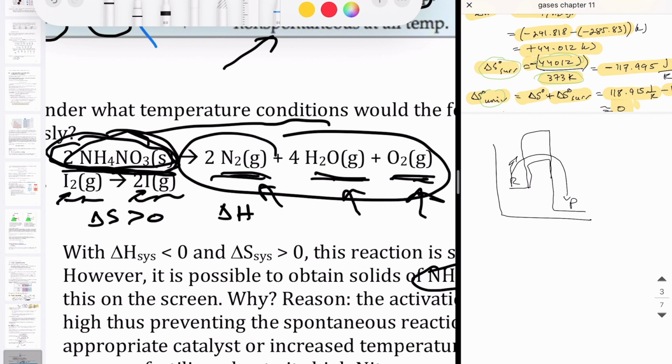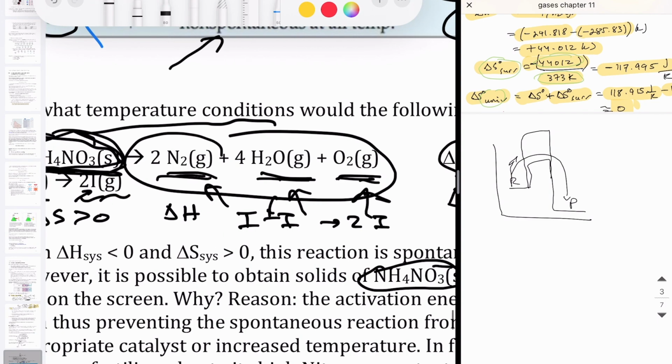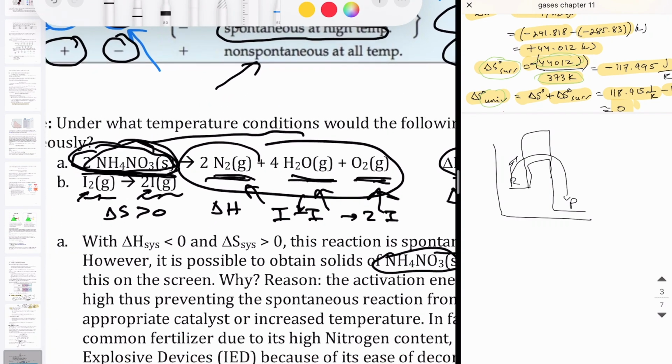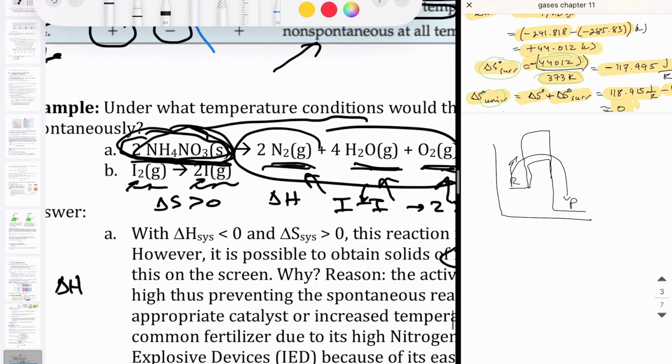What about the delta H of this reaction? I'm going from an I2 molecule, which has a covalent bond between the atoms, to 2I atoms. So I have to break that covalent bond. For me to break that covalent bond, that means I need to put in energy. So this tells me that my delta H is positive, or it's endothermic. So I have a positive delta H, I have a positive delta S. Okay, so then the question is, will it happen or not?